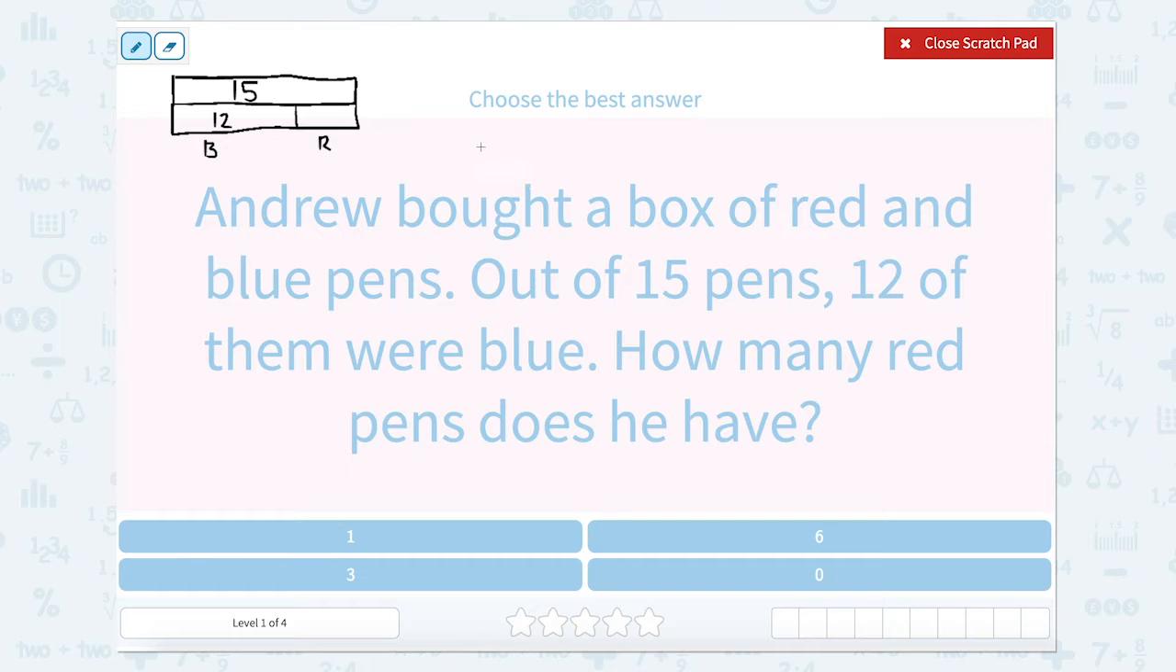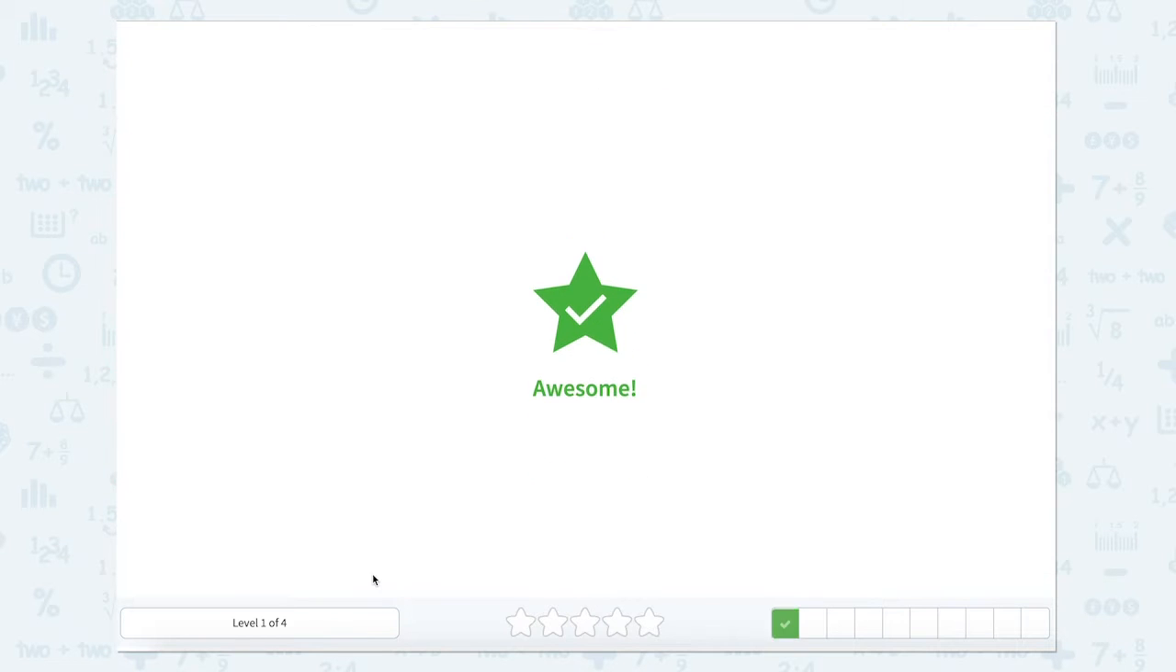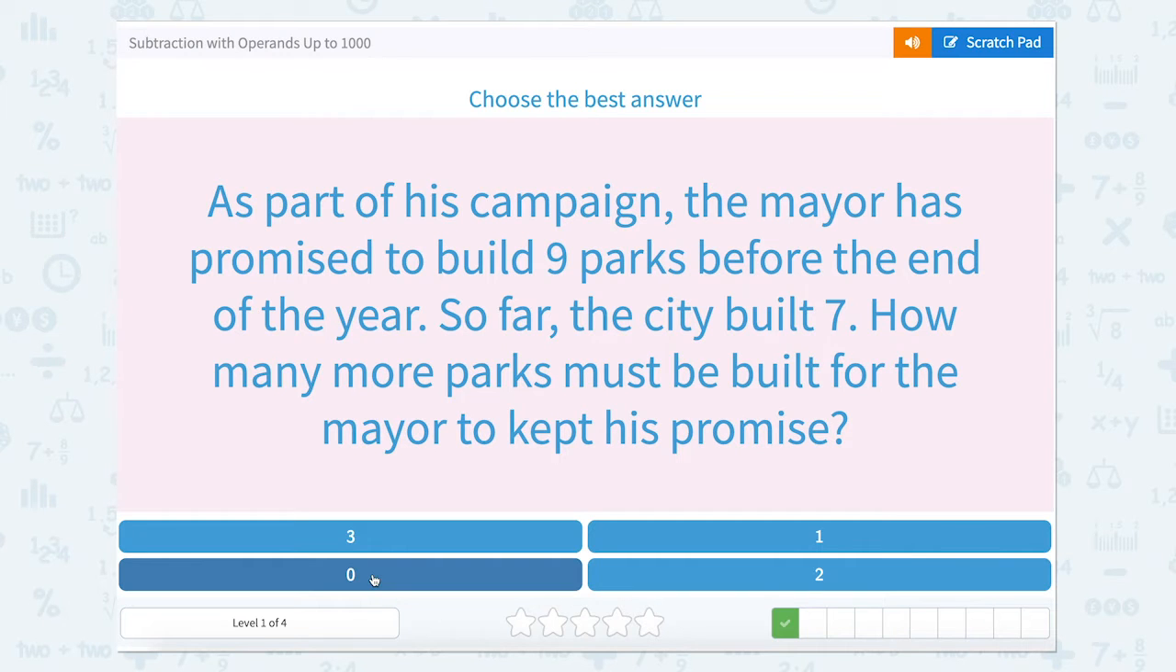So in order to figure this out, I can think of it as an addition sentence, as 12 plus something equals 15, or as a subtraction sentence and think of it as 15 minus 12 equals blank. So if I know that missing number here, 12 plus 3, or 15 minus 12 is 3. So let's close that scratch pad and see if 3 is an answer. It is. Awesome job.